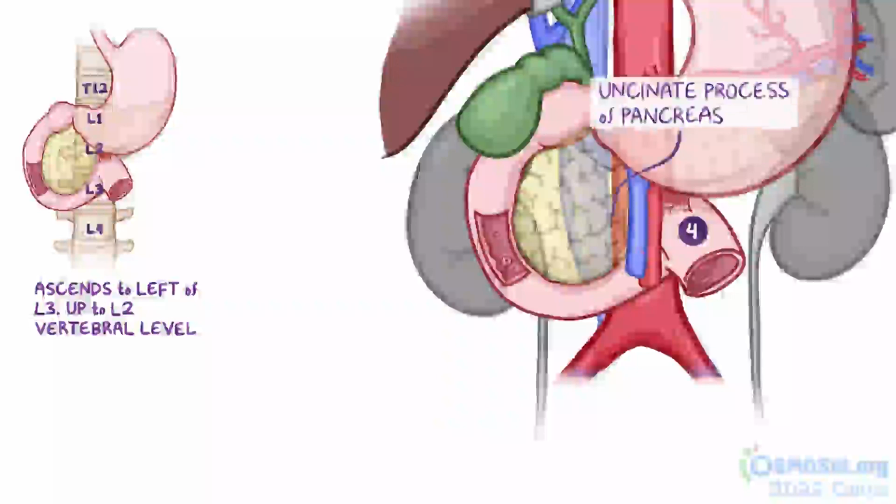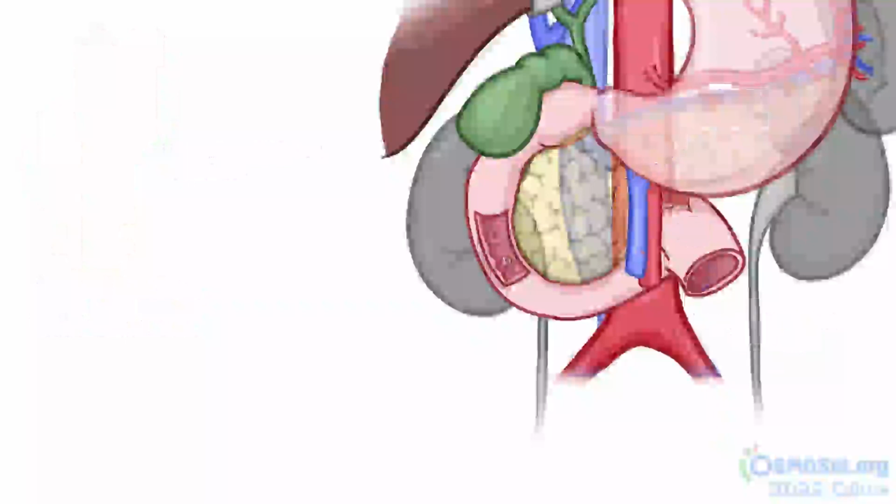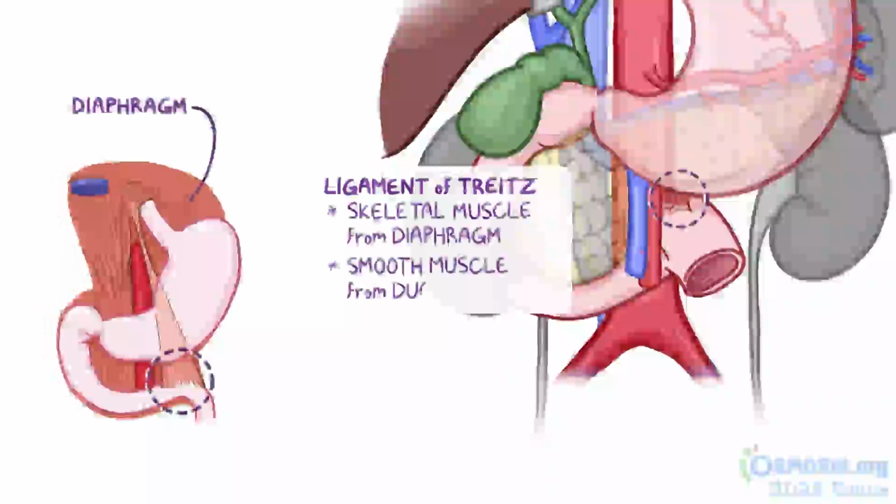Then it turns anteriorly to connect with the jejunum, forming the duodenojejunal flexure, or junction, at the level of L2. This site hangs by the suspensory muscle of the duodenum, also known as the ligament of Treitz, that is made out of the skeletal muscles from the diaphragm and the smooth muscles of the duodenum.